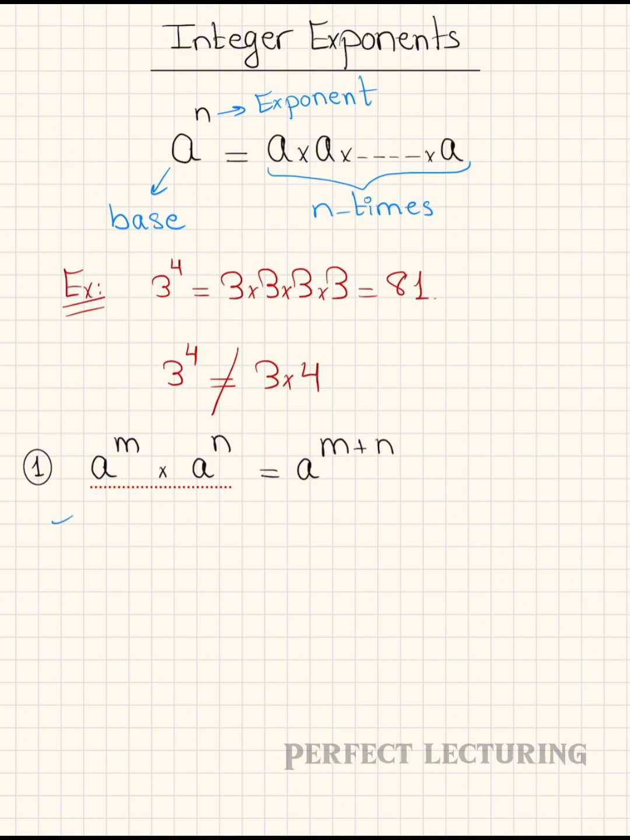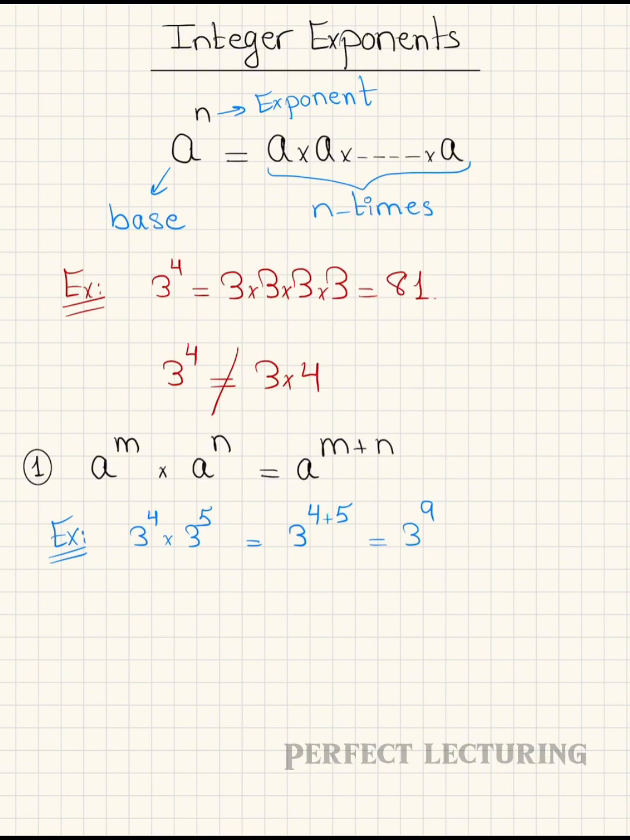For example, if I have 3 to the power of 4 times 3 to the power of 5, since I have the same base for both terms, I would say it's 3 to the power of 4 plus 5, which is simply 3 to the power of 9. So whenever I have multiplication, I add the exponents.